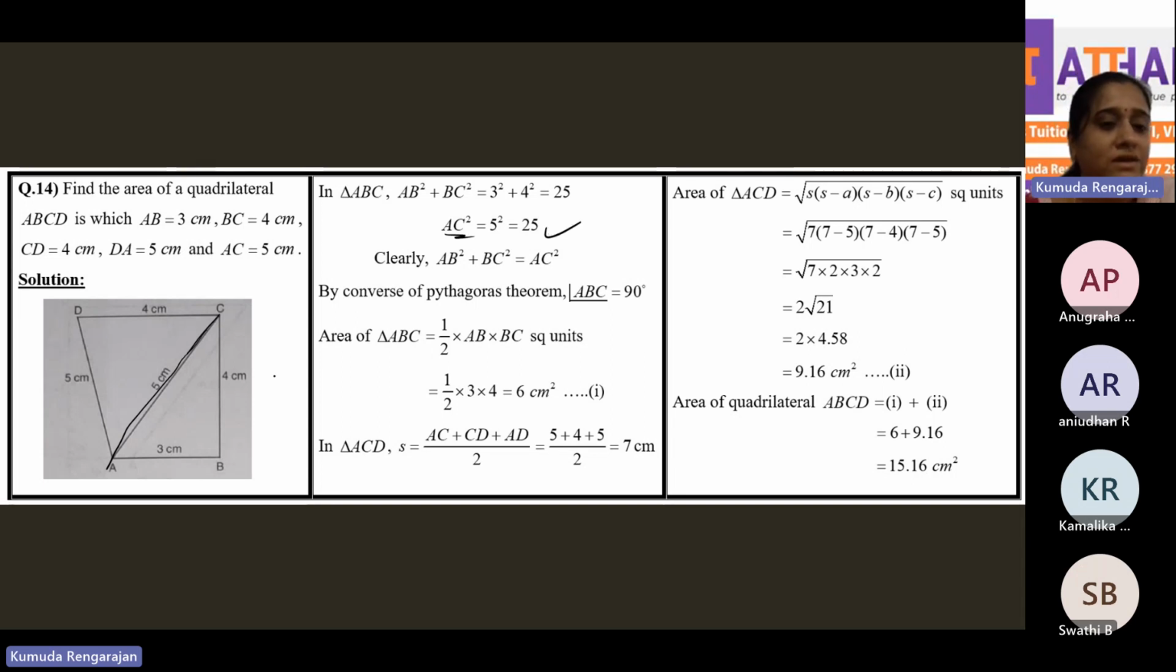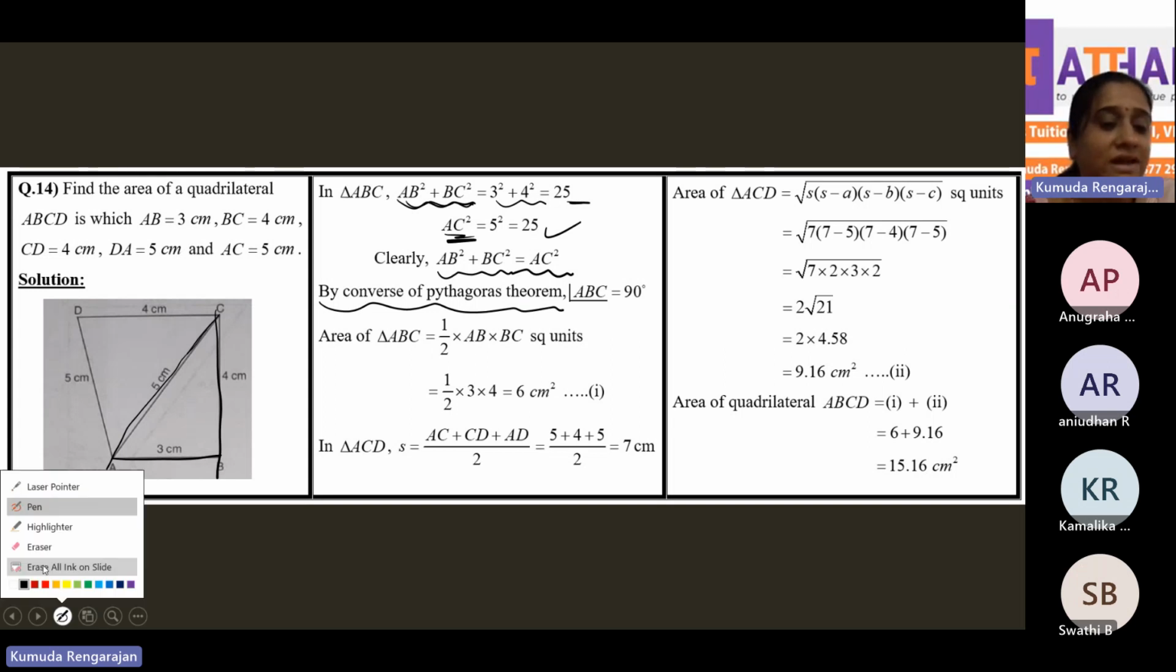All right. Then AB square plus BC square. 3 square plus 4 square is 25. Now, do you see that AC square is equal to AB square plus BC square, 25, 25? AB square plus BC square is equal to AC square. Correct. So that means by the converse of Pythagoras theorem, the triangle is a right triangle.